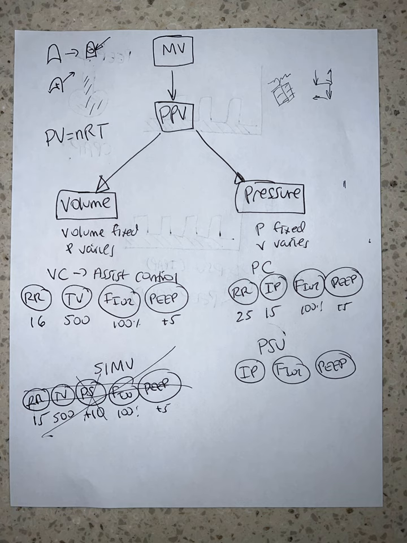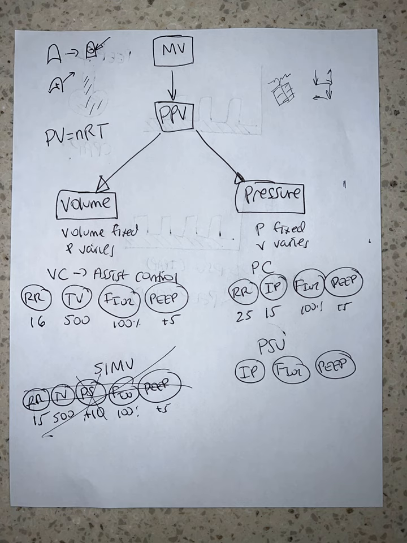The way we breathe is when the diaphragm contracts, that creates negative pressure in the chest that brings air in. Then when the diaphragm relaxes, it's positive pressure that pushes air out. That's how we breathe. A ventilator is what's called positive pressure ventilation, which is pushing air into the lung. Rather than negative pressure sucking air into the lung, the ventilator pushes air into the lung.